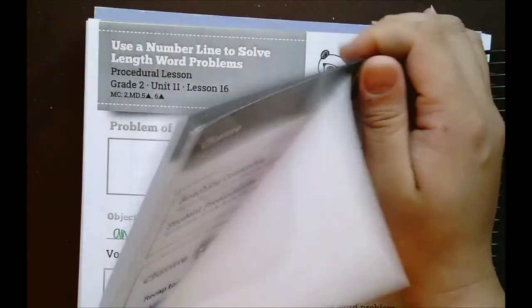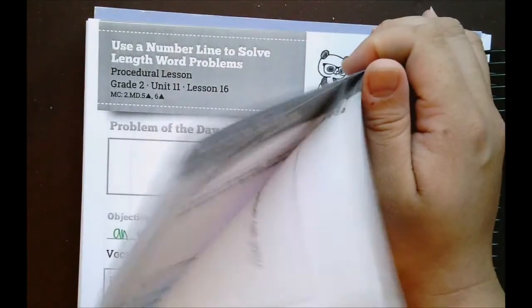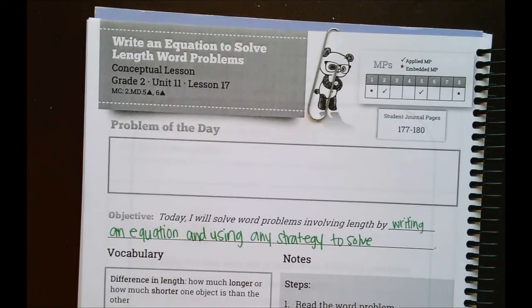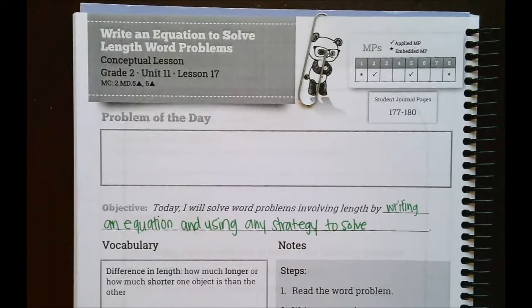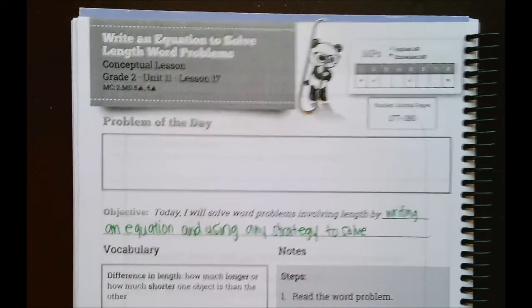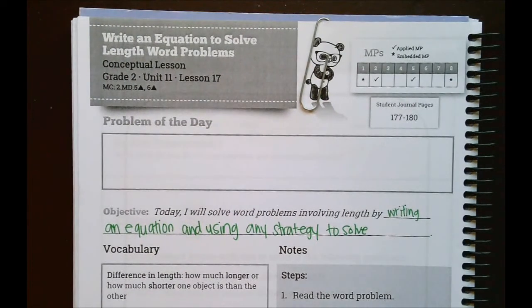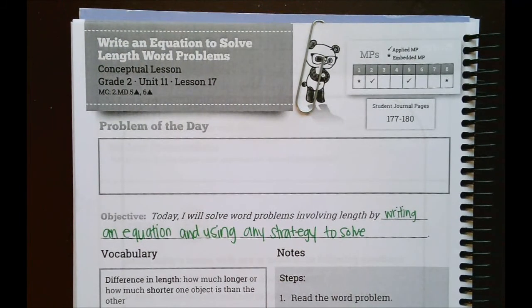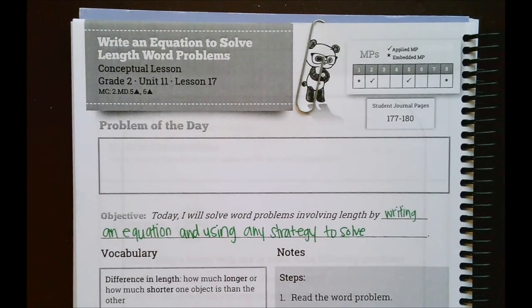Same thing as yesterday. We're working with word problems again. However, today you will be able to choose whatever strategy that you want to use. I strongly recommend that you still do the number line strategy. However, if that is too challenging for you, we'll go over what other strategies you might be able to use to solve. Okay, but the biggest part is it's important that you do use a strategy.